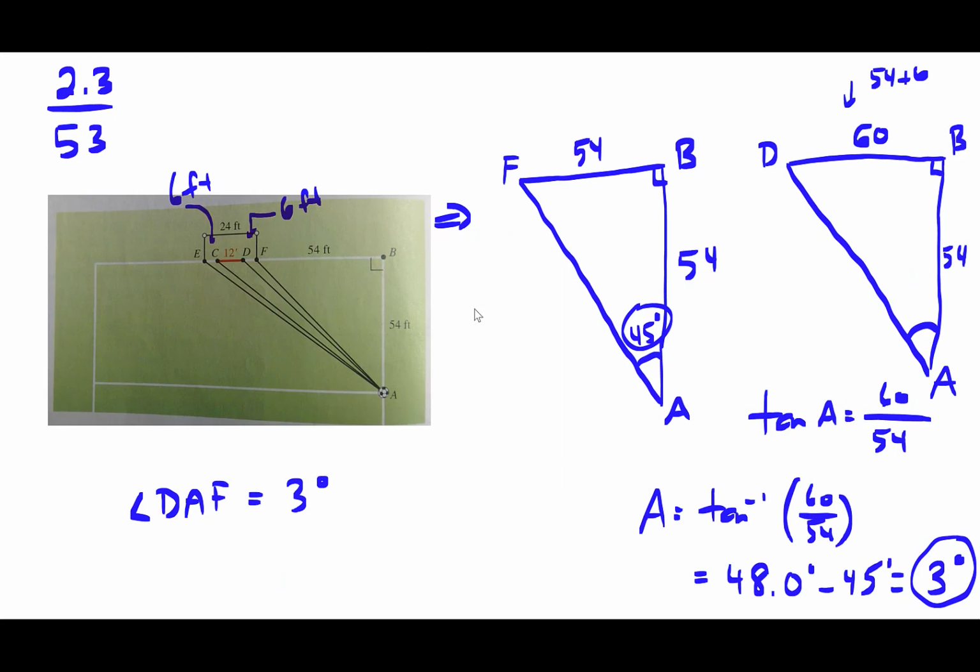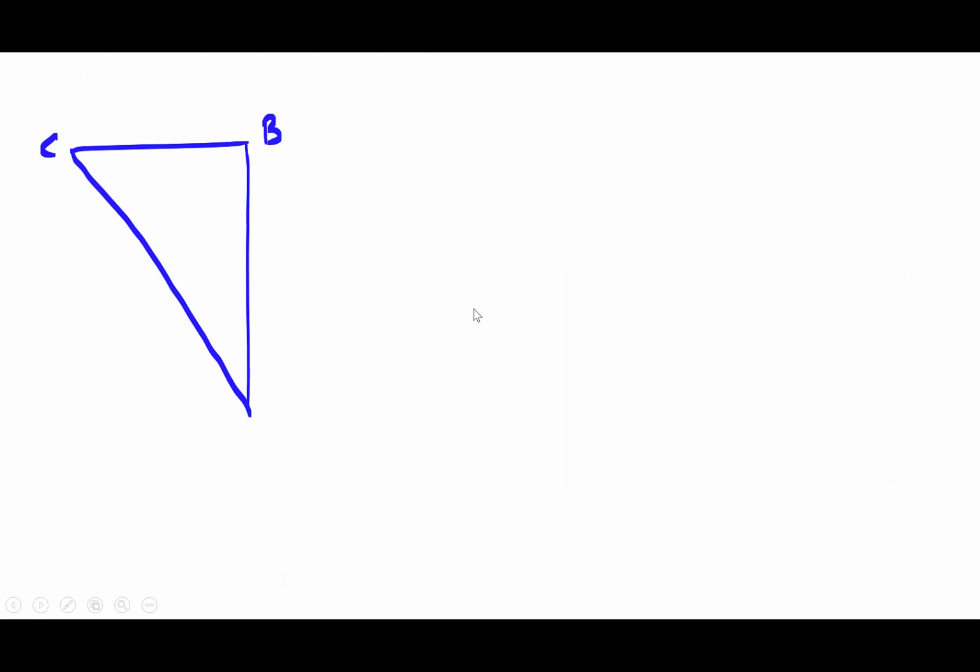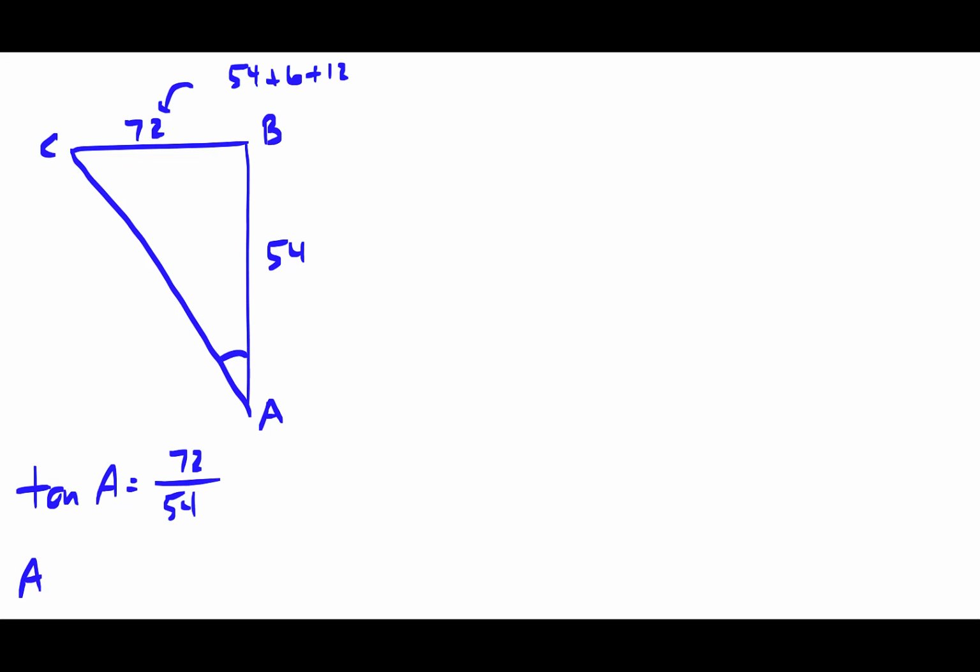Alright, let's go for it here. CBA is going to be the original 54 feet plus the 6 feet that we can hit into from the previous one, and then the 12 feet that the goalie will cover. So altogether I got 72 feet on one side, 54 on the other. And again, that looks like tangent to me. Opposite over adjacent. Take the inverse of it, and voila, in this case it's going to be 53.1 degrees.